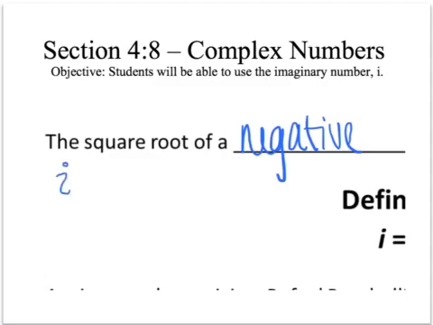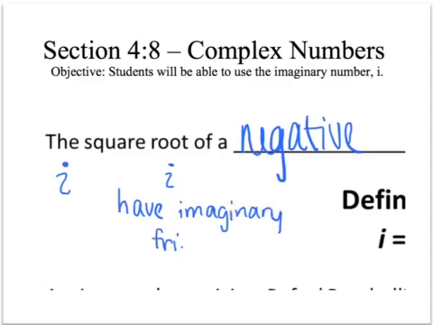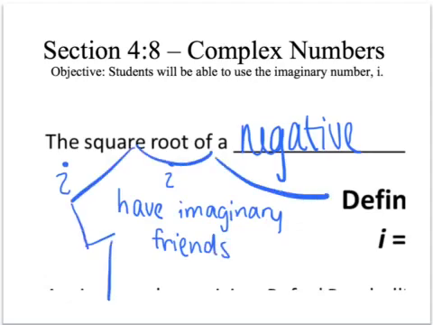Oftentimes you'll see i written as a cursive i, like that. You may see some really great shirts that say, I have imaginary friends. No, I want one. Me too. I don't have one. So now if you see the shirt, I have imaginary friends, that means you can laugh and you can be a math nerd with that person.